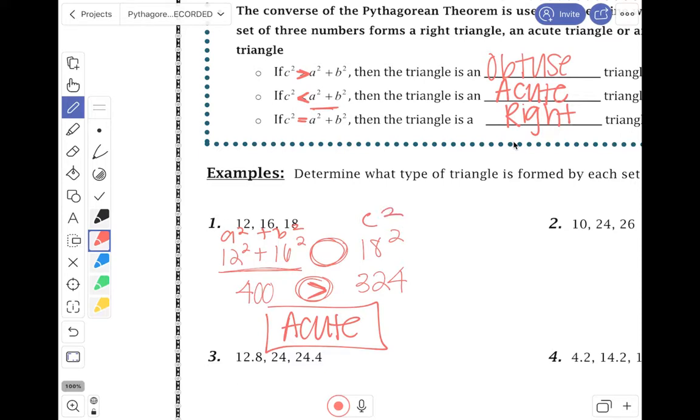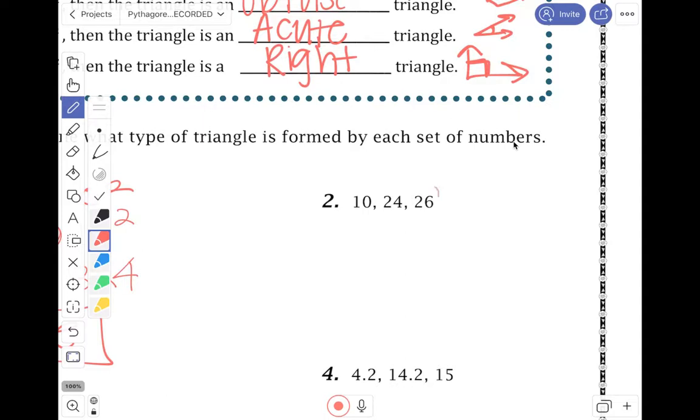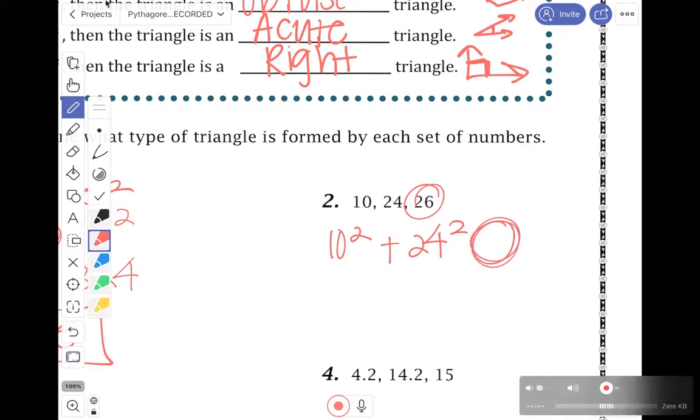Okay, let's do it again. Again, hypotenuse is the biggest one, so it's 26. And I've got 10 squared plus 24 squared. We need to determine what goes here. 26 squared.